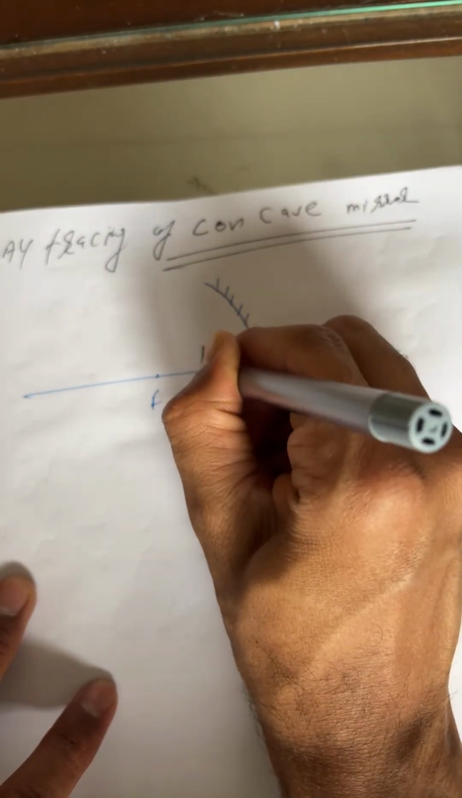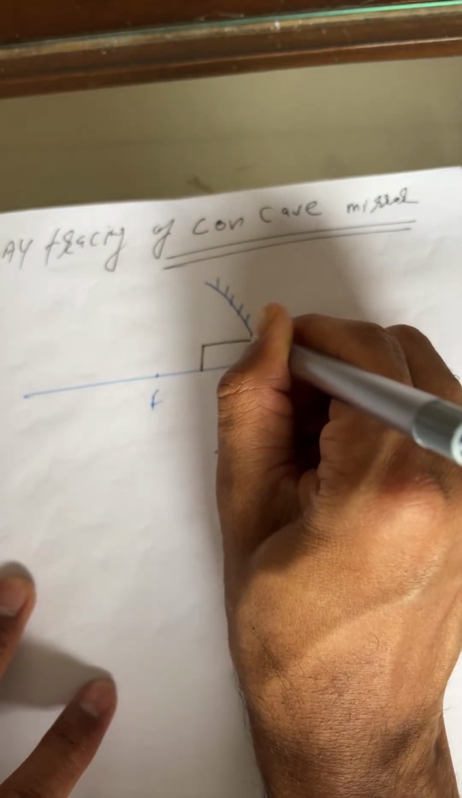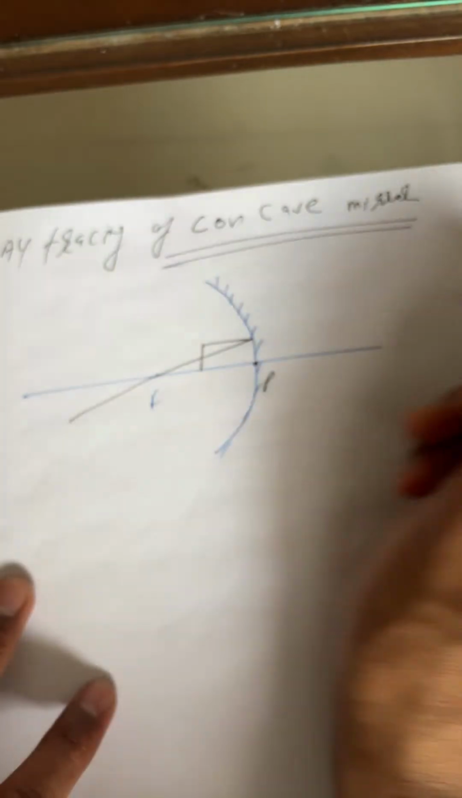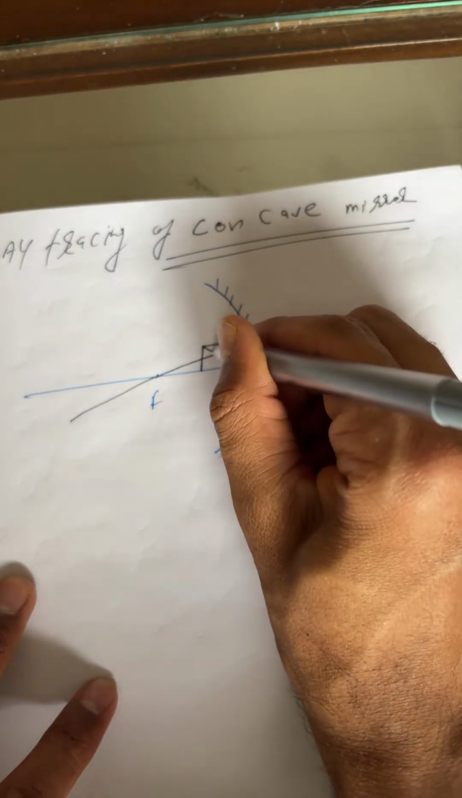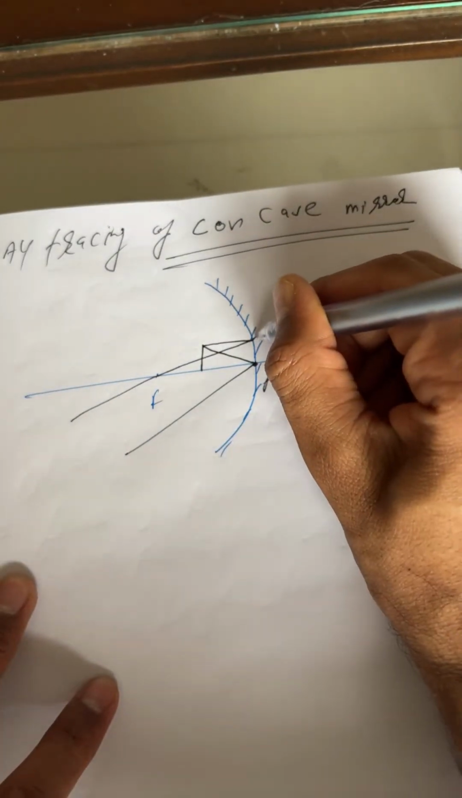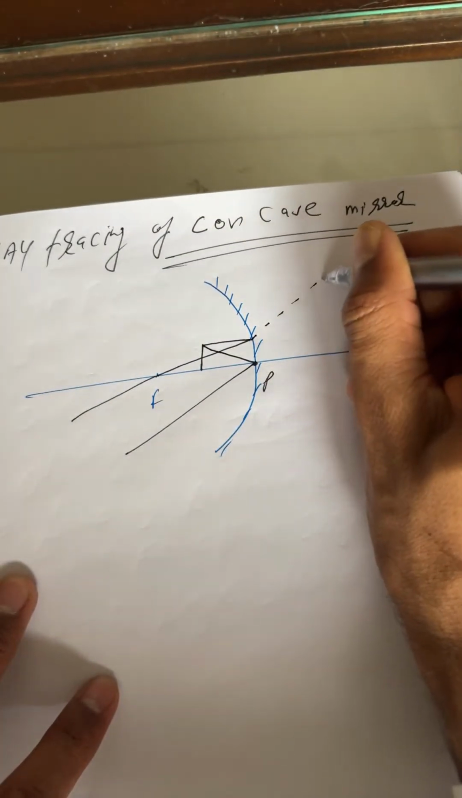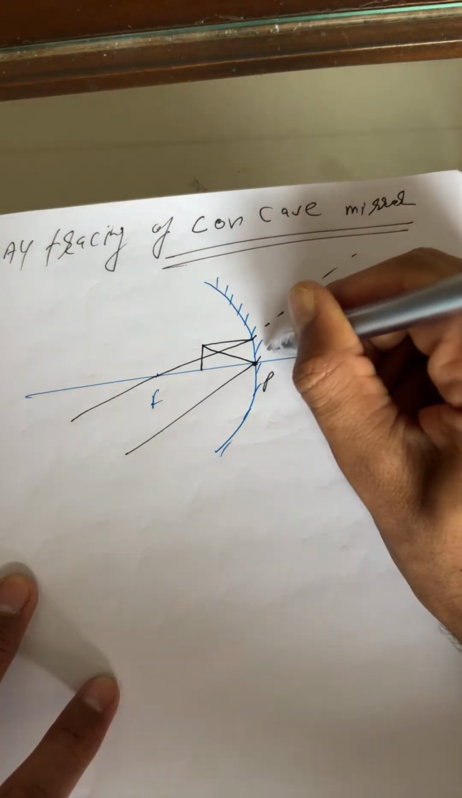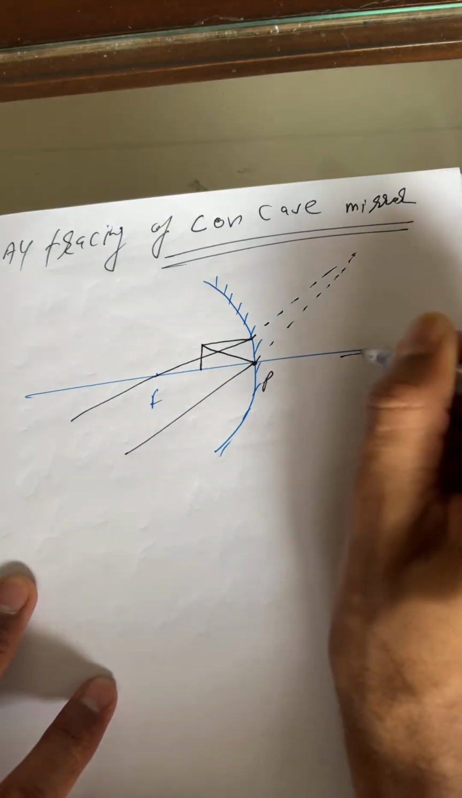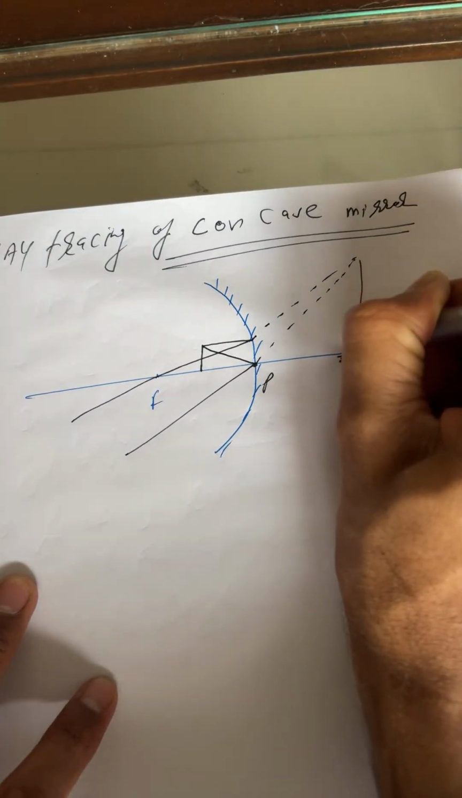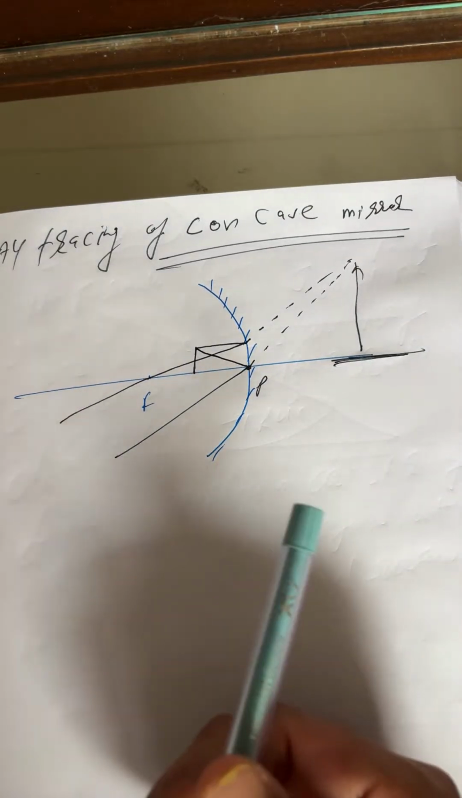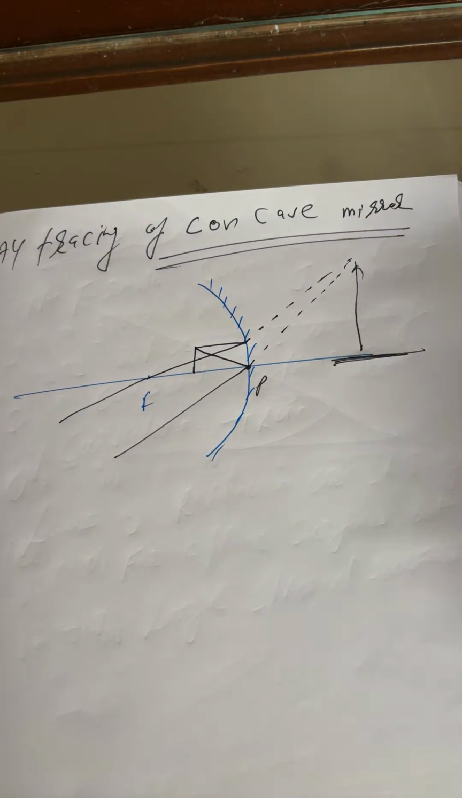If your object is placed somewhere, you can make the diagram. If any ray parallel to the principal axis passes through the focus, it's true, no doubt. The next ray incident on the pole of the mirror will go like this. Then extend this ray in the backward direction, so finally you will get the image here. We can see the image is enlarged, virtual and behind the mirror.